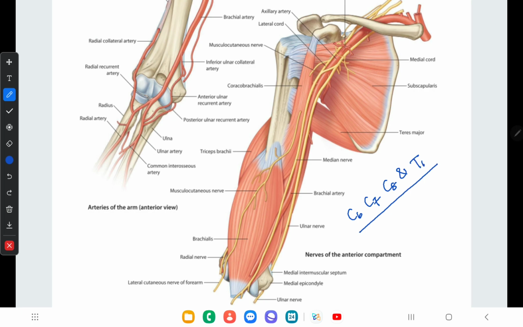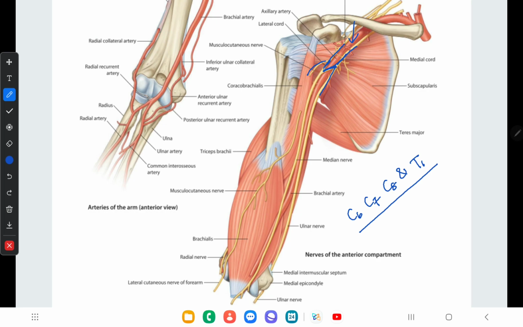Here in this picture, this is the lateral cord. This is the medial cord. You cannot see the posterior cord here. This is the axillary artery. Then here you can see this is the musculocutaneous nerve and this is the ulnar nerve. This is the lateral root of the median nerve. This is the medial root of the median nerve. The lateral root arises from the lateral cord. The medial root arises from the medial cord.